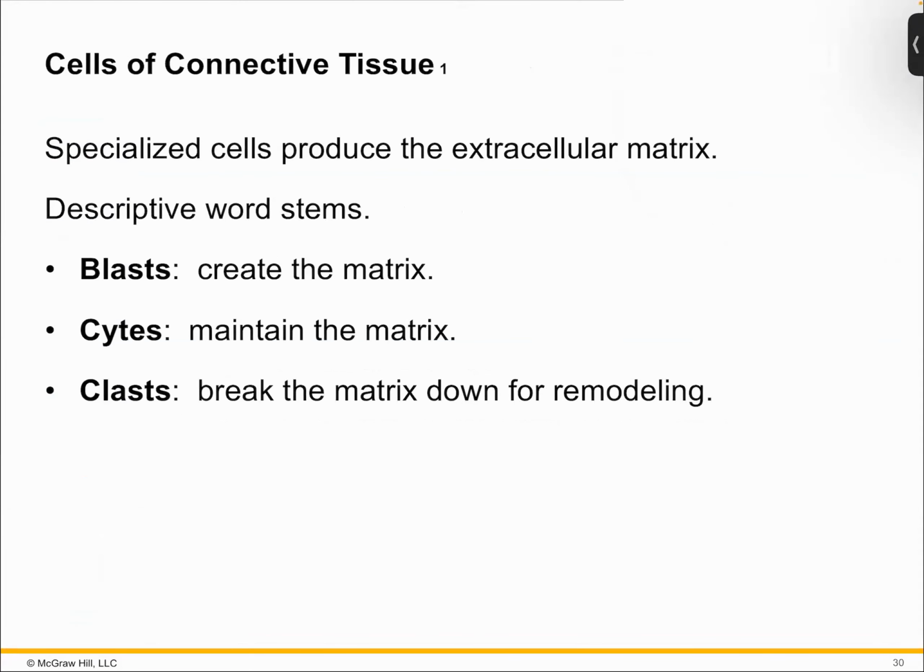Okay, pick up where I left off. So we're into connective tissue.